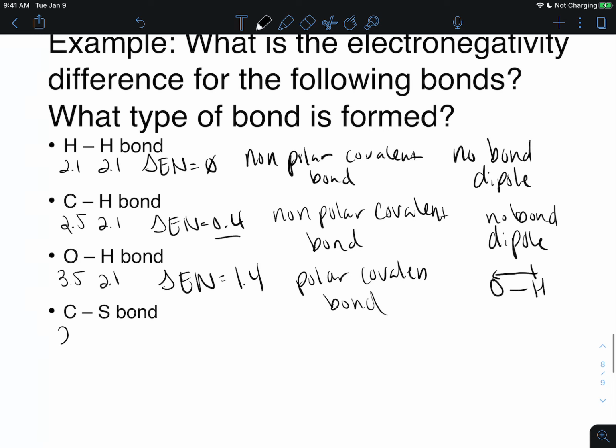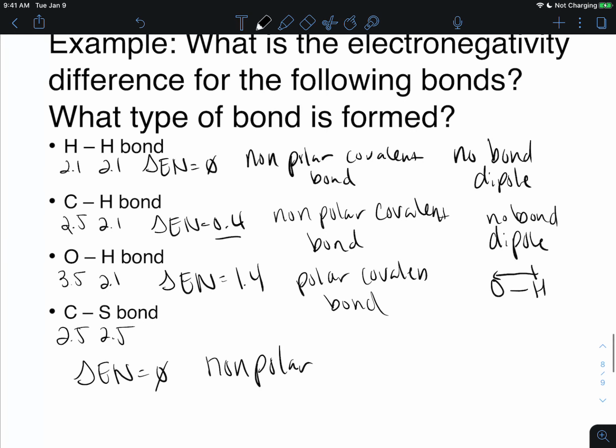Carbon-sulfur, 2.5, 2.5, giving us a 0 value. Non-polar covalent bond, no bond dipole.